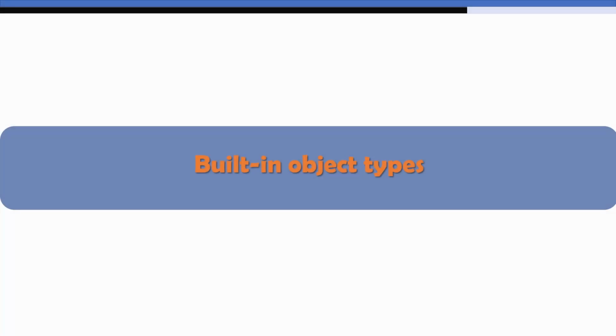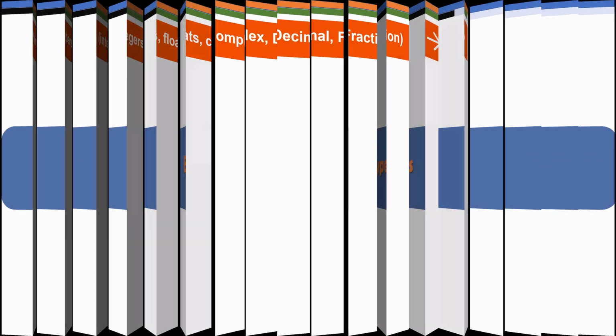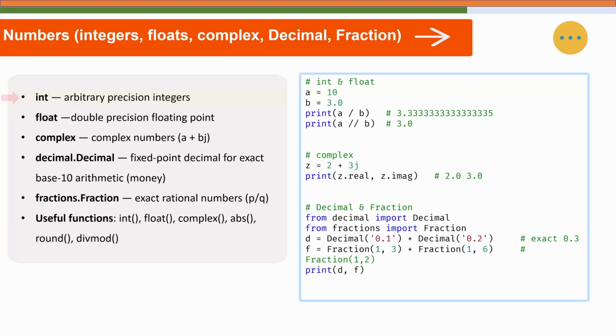Python provides several numeric types for different needs. Int are integers with arbitrary precision. You can have very large integers without overflow. Float follows IEEE double precision, that is fast but can display surprising rounding.